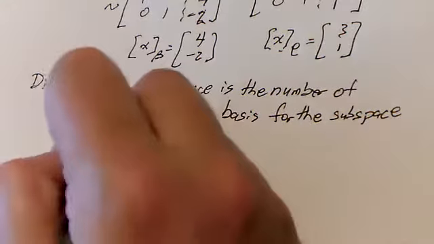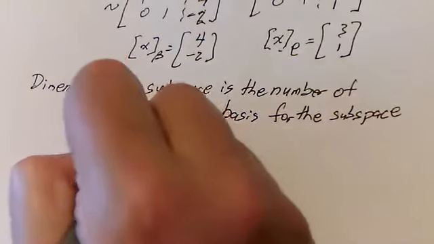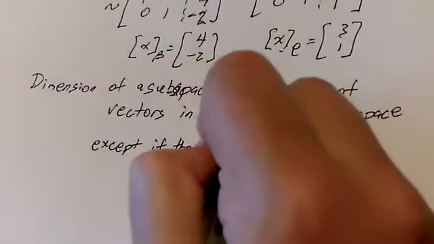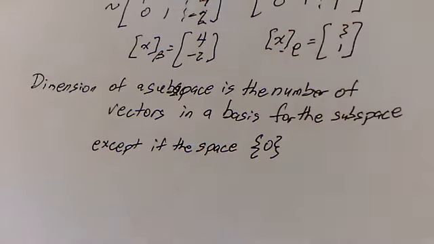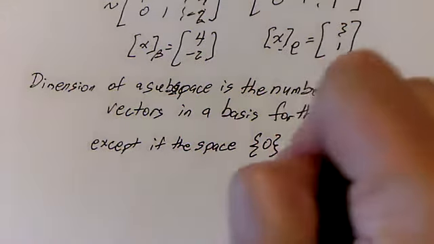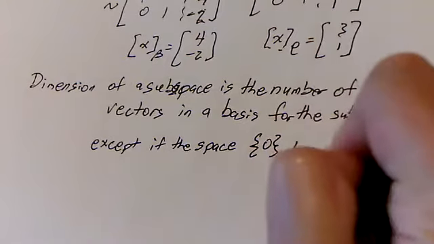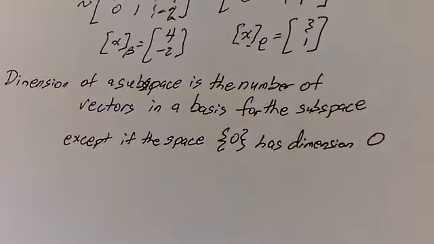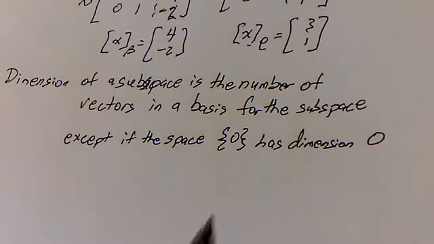There's one exception, if the space is just the 0 vector. The 0 vector has dimension 0. So if you just have the 0 vector, you have dimension 0, even though there is one vector in that space, the 0 vector. But we say that has dimension 0 so that we don't mix it up with the cases where I really do have a span that makes a line. So a dimension is the number of vectors in a basis.